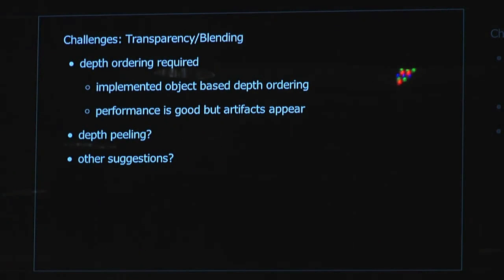Another challenge was transparency and blending, and I think many WebGL developers have problems with that. We need to order by depth, from back to front, to make it work properly. What we have is object-based depth ordering. It works well. Every time you move the camera, it checks which objects are now in front and draws them last, and draws solid, fully opaque objects first. This works well, but some artifacts appear because we don't order on triangles, on primitives. We order object-based. I will show you soon what this looks like.